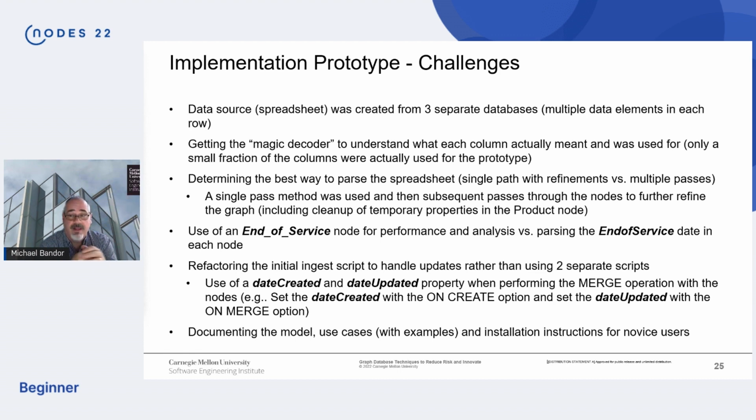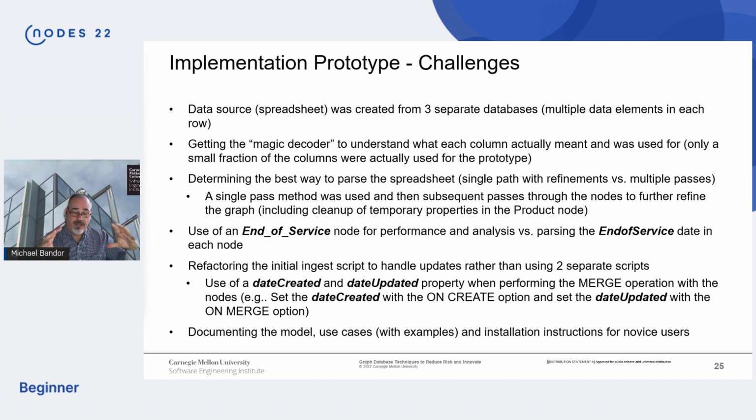What are the range of values? How is it being used? Best way to parse the spreadsheet. We looked at, okay, do I take the spreadsheet and do multiple passes since I have multiple nodes? Or do I try to bring everything in one pass? We opted for performance to import everything in a single pass. So that product node got huge with the properties.